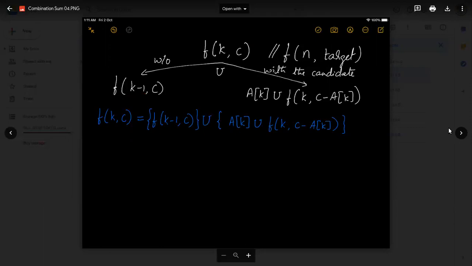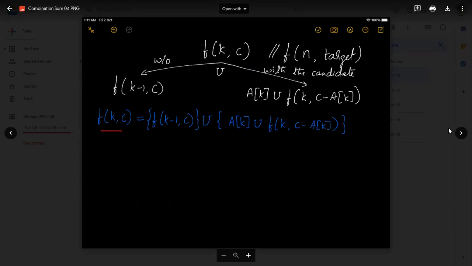And the with path is going to union add this element to whatever set we are building, but this k is not reducing because the same element can be added multiple times, and the capacity is reduced by that element itself, right? Whatever each branch gives is a set of combinations, and I'm going to union all of them, and that is going to be my answer, right? So this is how I'm looking at the recurrence.